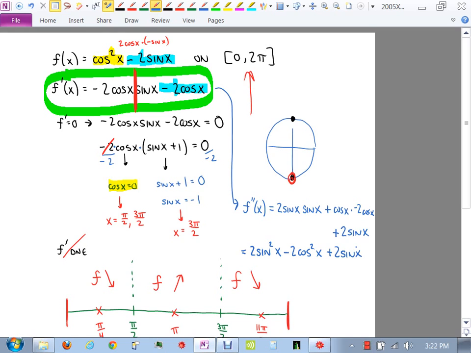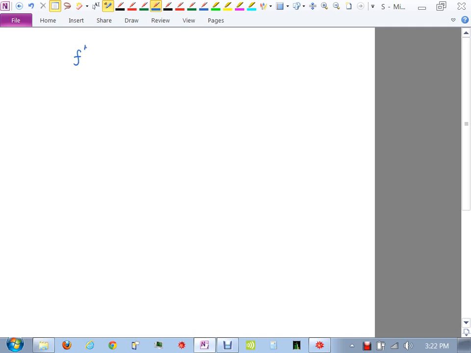Well, unfortunately, we have to set that to 0, don't we? So let's get to a new page. So f double prime of x was 2 sine squared x minus 2 cosine squared x. Was it plus? Yeah, it was plus 2 sine x. Now, when is my second derivative equal to 0? And when is it undefined or doesn't exist? I'm going to scrap that doesn't exist because it's a bunch of trig functions, so I don't need to worry about it. Well, it's a bunch of sine and cosine functions.